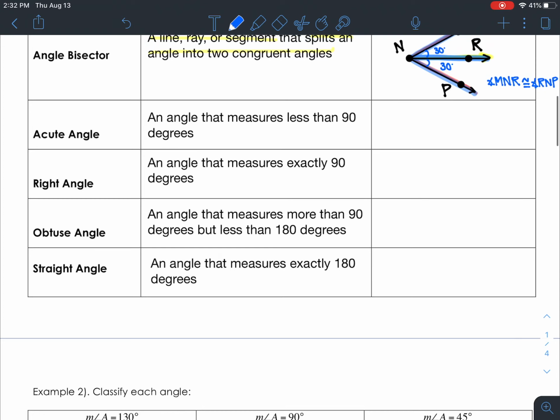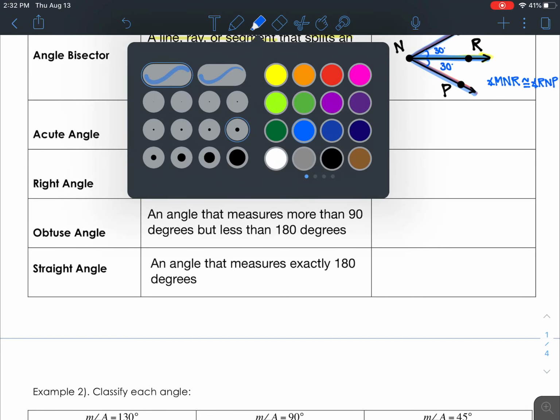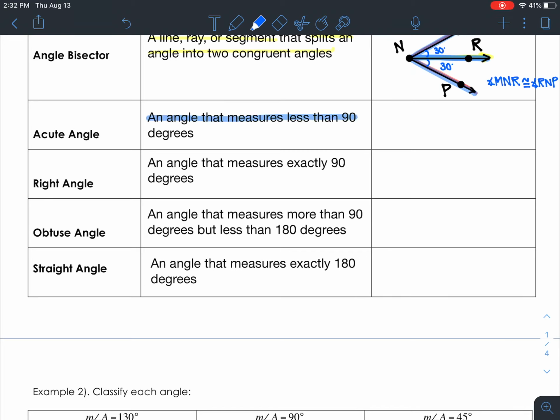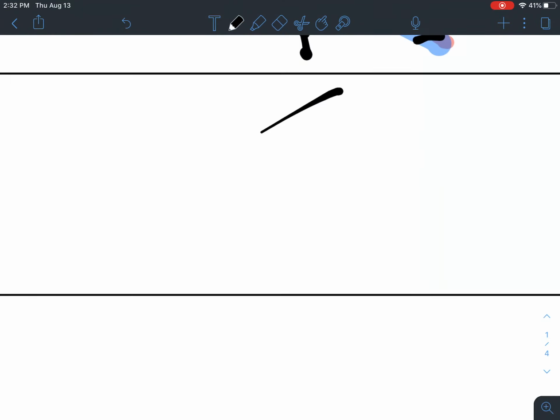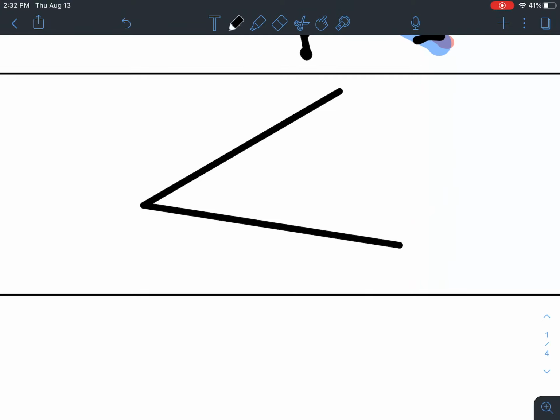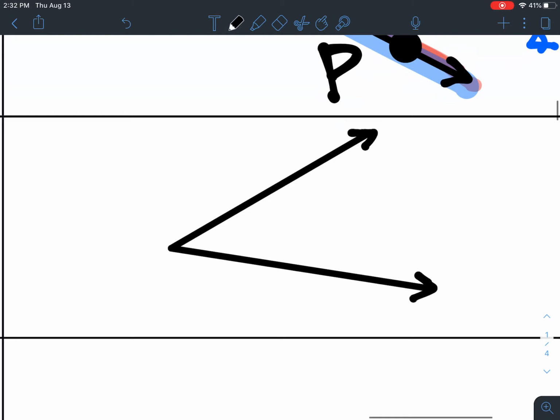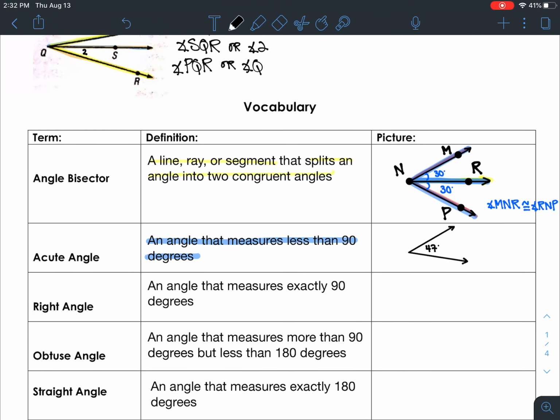Okay, so now let's go to the vocab. That should make sense to us because I think this is some prerequisite knowledge. So an acute angle is an angle that measures less than 90 degrees. So we're just going to draw a really quick picture. An acute angle would look something like this. Its measure is less than 90 degrees. Let's say that this is about 47 degrees. And obviously 47 is less than 90, so that angle is an acute angle.